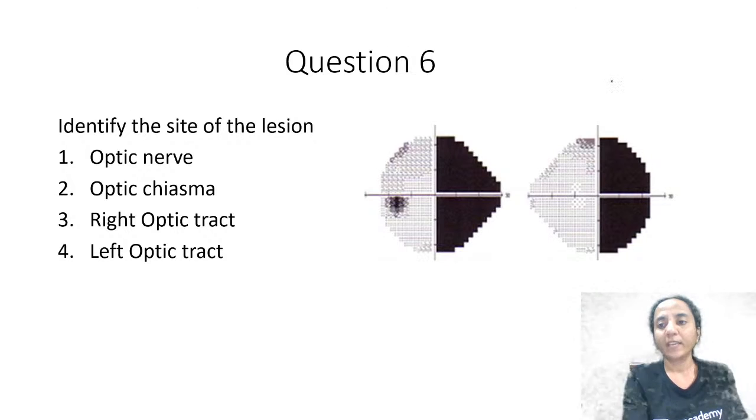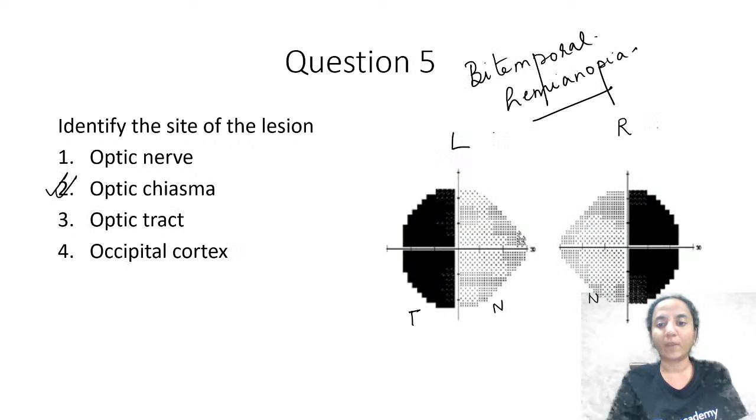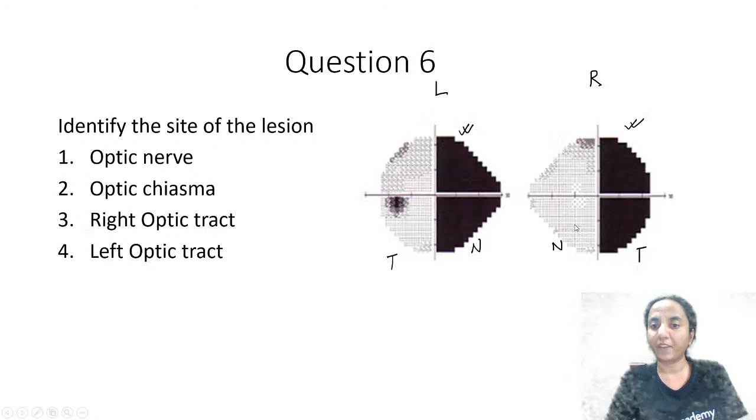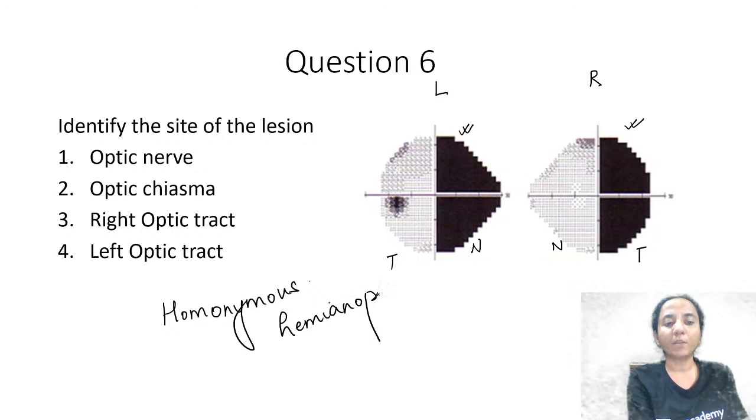Okay, let me help you. Here also, this is the right eye and this is the left eye. So in this also, see, this is nasal, this is temporal, this is nasal, this is temporal. So here, the nasal part of the left eye and the temporal part of the right eye are affected. This is unlike the previous picture where the temporal fields of both the eyes were affected. So this is called a homonymous hemianopia. Right? Now, where do we get a homonymous hemianopia? We get a homonymous hemianopia if there is a lesion in the optic tract.